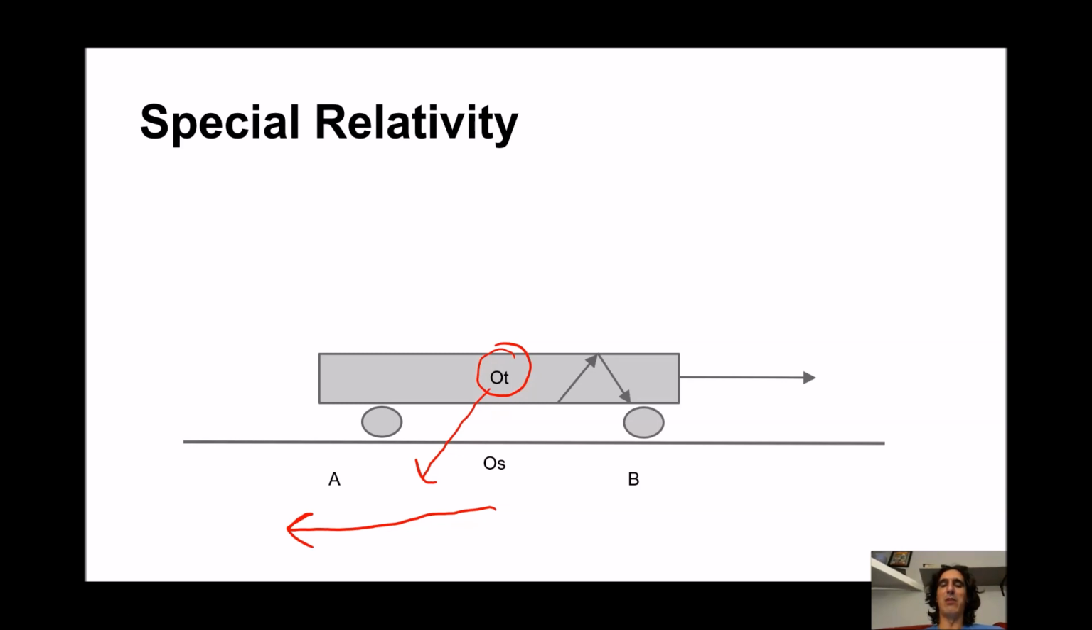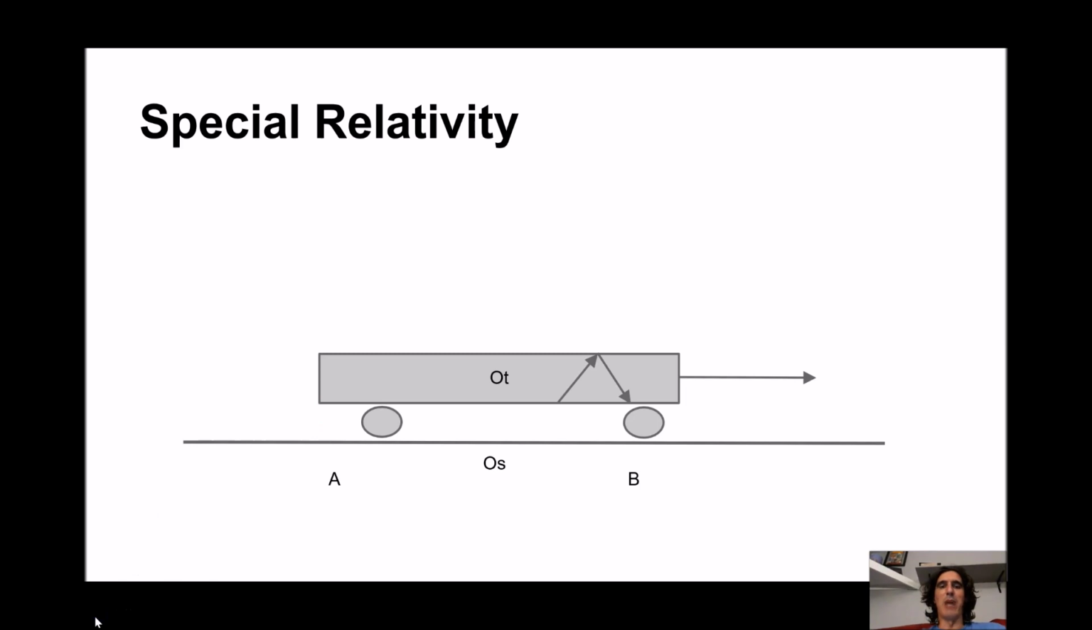So when we talk about whose time is slowing down, it's very important to look at from which perspective we are looking, as well as from whose clock we are looking at. And when we get to the formula, we'll talk about that in more detail.